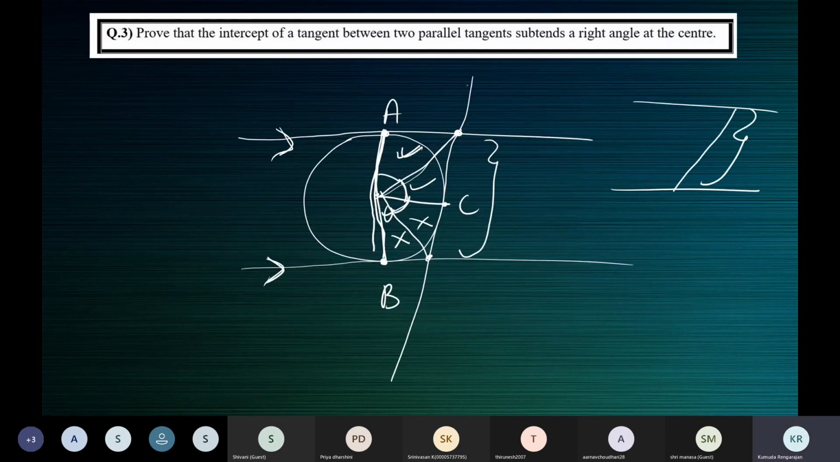So the statement will be given for this figure. Prove that the intercept of a tangent between two parallel tangents subtends a right angle at the center. Can anyone tell me the question number in NCERT? NCERT circles, question number? 9, ma'am. Okay, thank you, Tirunesh. So this is NCERT, second exercise, question number 9.